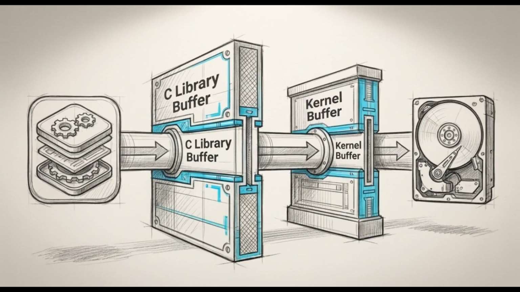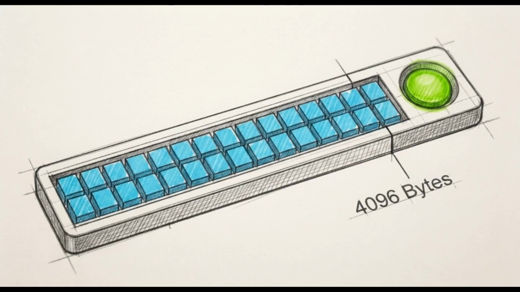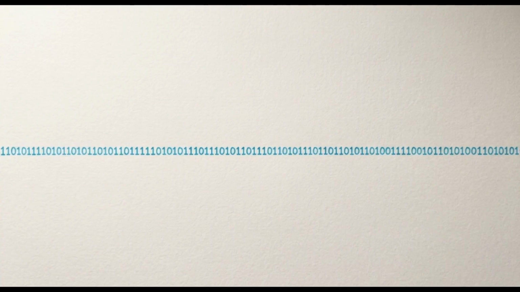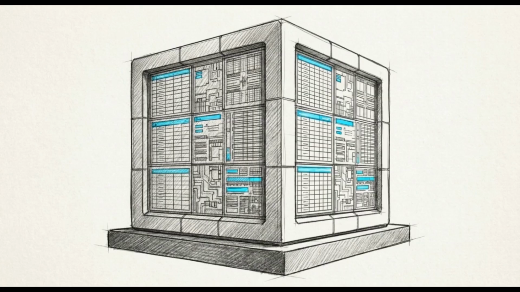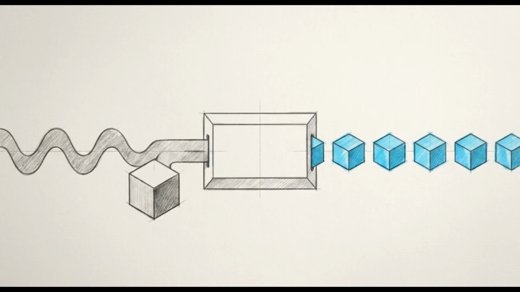Block devices utilize dual-layer buffering across the C library and the kernel. To optimize performance, the kernel waits until exactly 4,096 bytes are collected, matching the ext4 file system block size, before executing the physical write. Character streams are unbuffered and real-time. Block storage is buffered and rigid. The I/O model handles both invisibly.